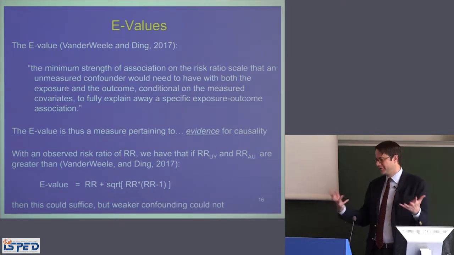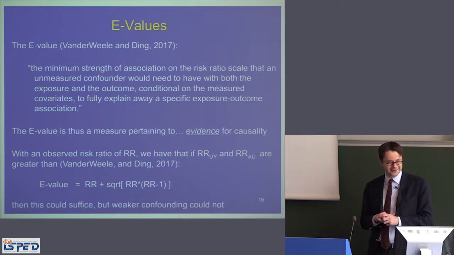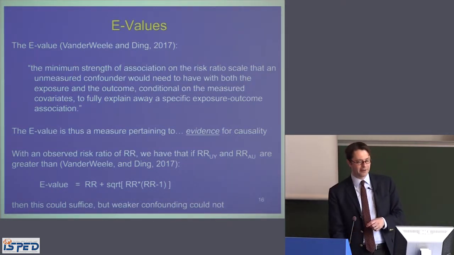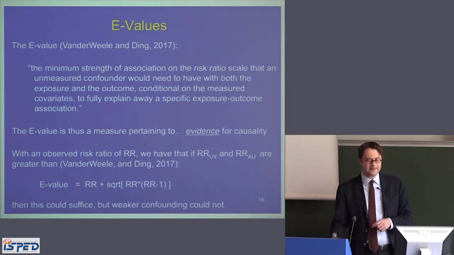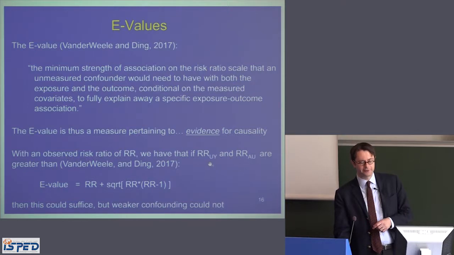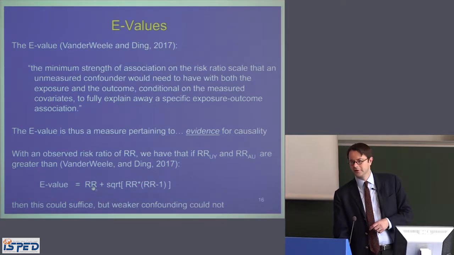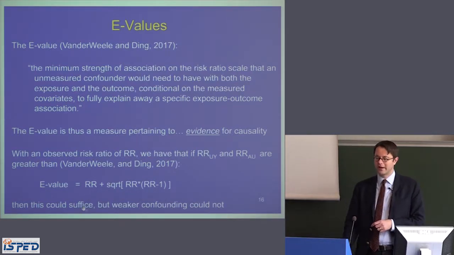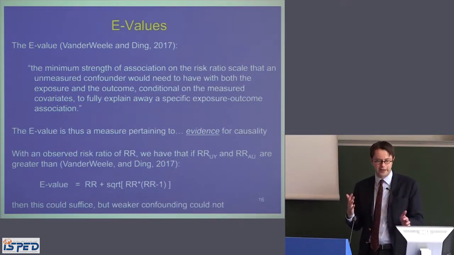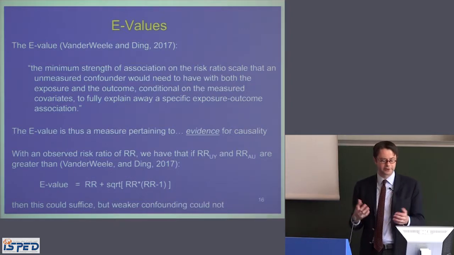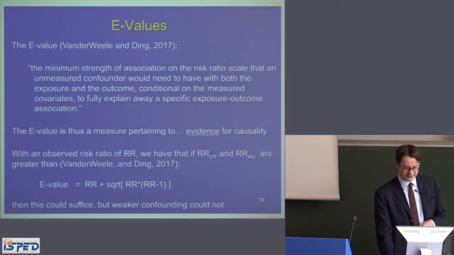And it's, in fact, on the risk ratio scale, very, very easy to compute. If we have an observed risk ratio of magnitude RR, then one can show that if both of our sensitivity analysis parameters are greater than this quantity here, the risk ratio plus the square root of the risk ratio times the risk ratio minus 1, then that could suffice to explain away the observed exposure outcome association, but weaker confounding could not, where the strength of the confounding is defined by the magnitude of the bias factor.